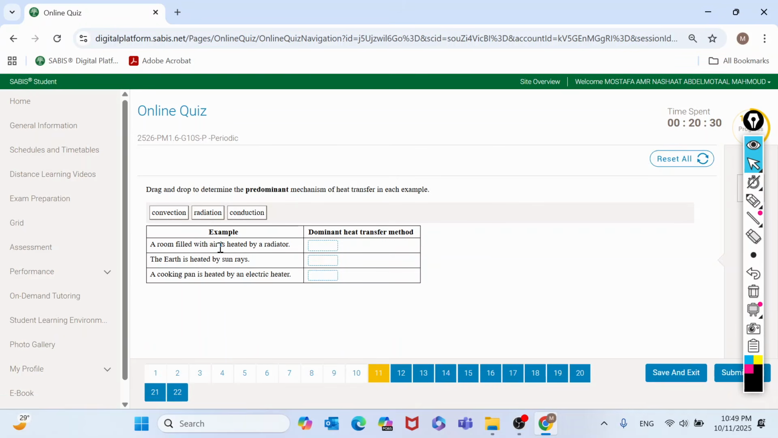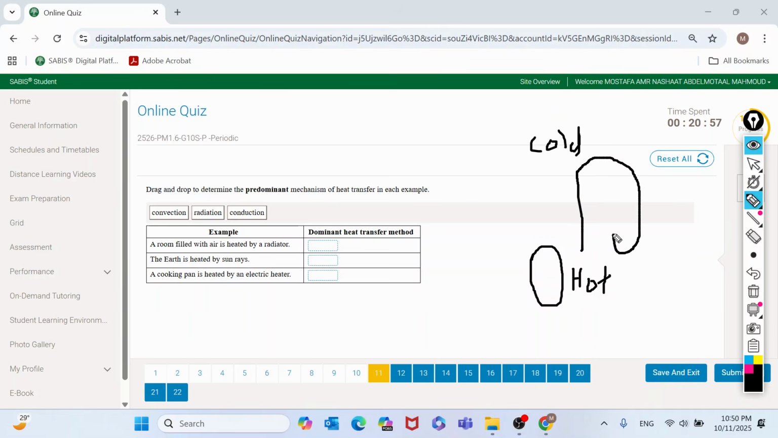A room filled with air is heated by a radiator. So you might think it's radiation, but no. Let's say this is the radiator, yeah? This would be hot around the radiator. And the other parts of the room, by comparison, are cold. So the hot air would rise to be cooled, and it would come down and get hot again. So it would rotate like this, like the convection current. So it's going to be convection.